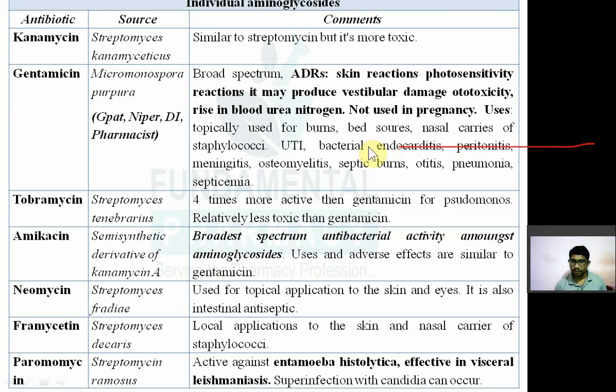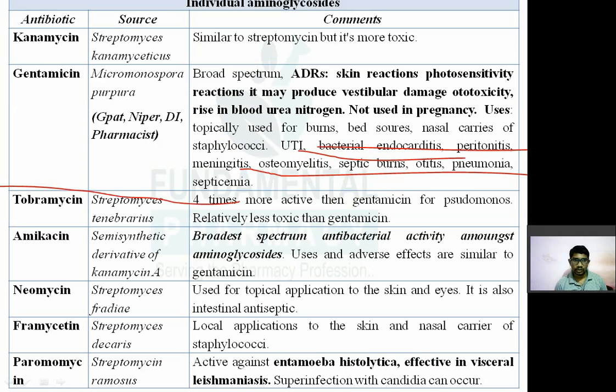Okay, it is also used for the nasal carriers, nasal carriers caused by staphylococci. Urinary tract infection, bacterial endocarditis, peritonitis, meningitis, ओस्टियोमाइलिटिस. ओस्टियोमाइलिटिस मतलब इन्फेक्शन ऑफ बोन्स, मेनिंजाइटिस मतलब इन्फेक्शन ऑफ योर लेयर्स ऑफ ब्रेन, एंडोकार्डाइटिस मतलब एंडोकार्डियम का इन्फेक्शन, पेरिटोनाइटिस मतलब स्टमक का इन्फेक्शन. ओके, देन ओटाइटिस, देन बर्न, सेप्टिक बर्न, pneumonia, septicemia. So these are the uses of gentamicin.